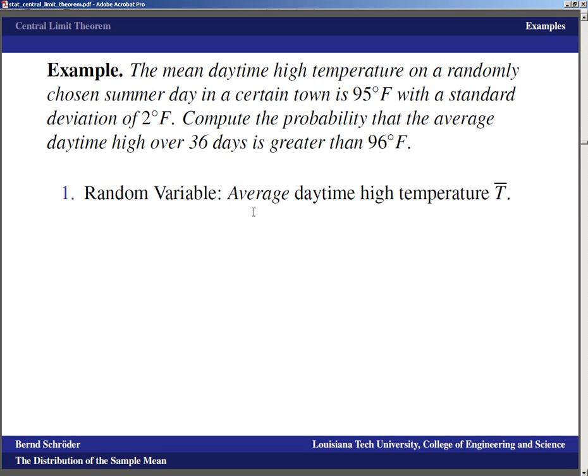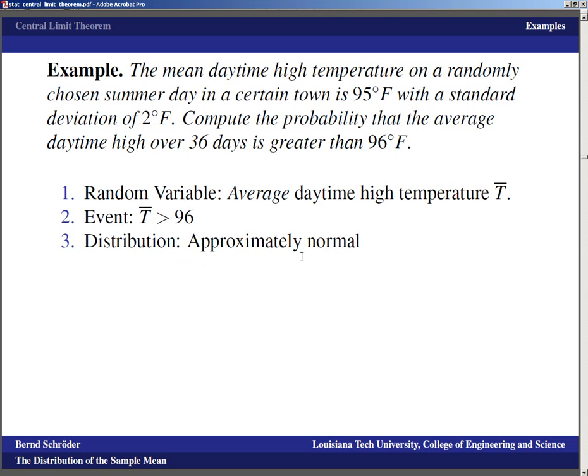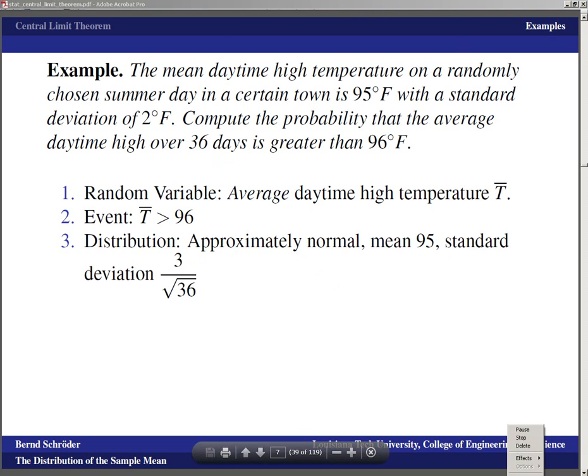The random variable here, of course, is the average daytime high temperature T bar, but remember it's the average, so it's the thing that potentially is governed by the central limit theorem. The event is that T bar is greater than 96. The distribution is approximately normal because we've got more than 30 days, and the mean is 95, and the standard deviation now is 3 over root 36. That's a typo. Let me fix that real quick.